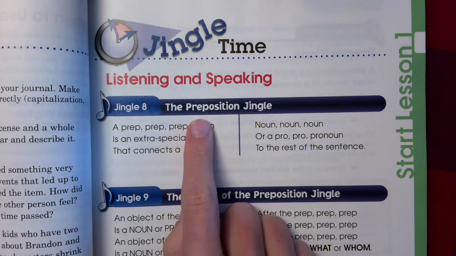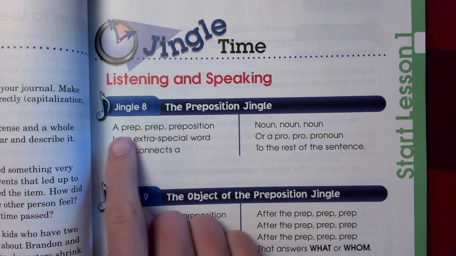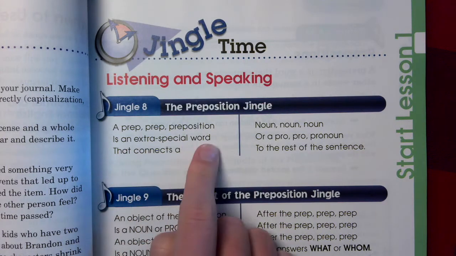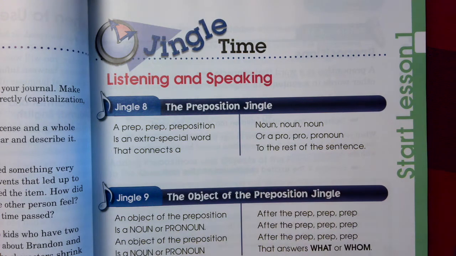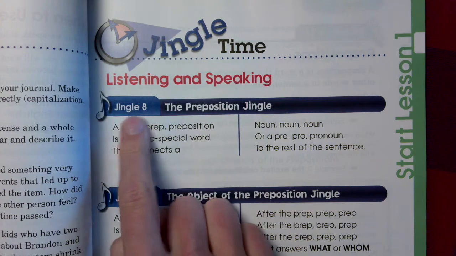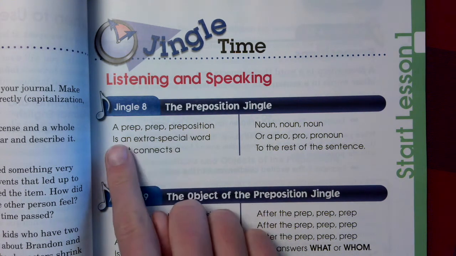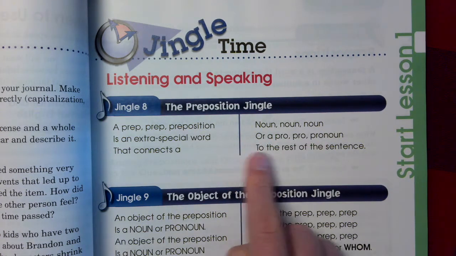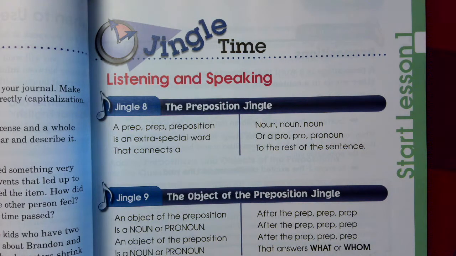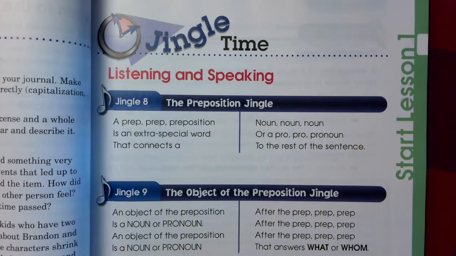I'll do it once. Second time I do it, I would love for you to join with me. The preposition jingle, class. A preposition is an extra special word that connects a noun or a pronoun to the rest of the sentence. Do it again. Try it with me this time. Jingle 8, the preposition jingle, class. A preposition is an extra special word that connects a noun or a pronoun to the rest of the sentence. Okay, so it's connecting a noun or pronoun to the rest of the sentence. That'll be important here in a little bit.